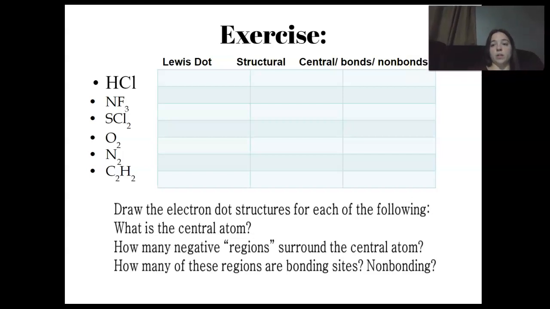All right, so the exercise, I don't have the answers here. You're going to give me the Lewis dot for each. Draw the electron dot structures for each of the following. What is the central atom? How many negative regions are surrounding it? How many of the regions are bonding sites and non-bonding? We will go over these in class.